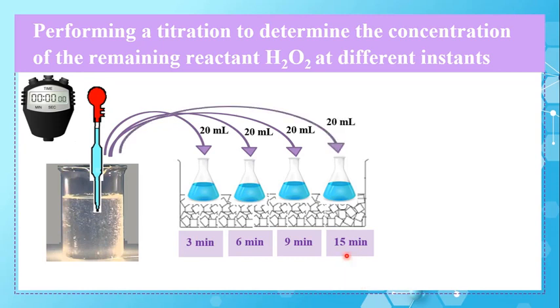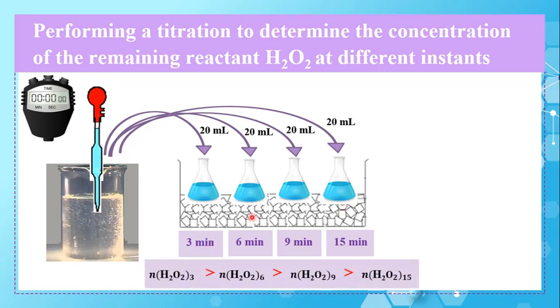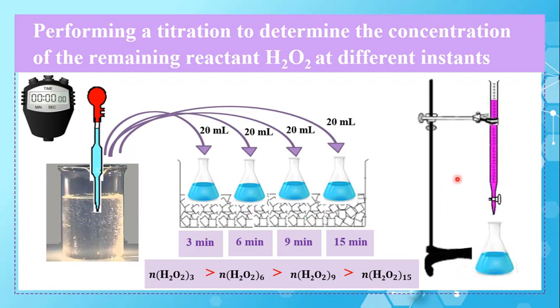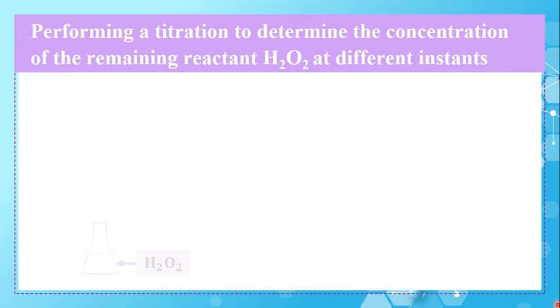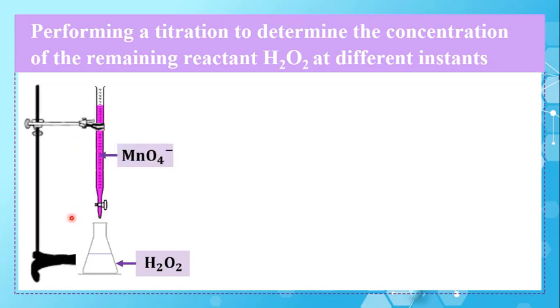Pay attention that the number of mole of H2O2 in the Erlenmeyer at 3 minutes will be more than that at 6 minutes, more than that at 9 minutes, and more than that at 15 minutes. And the number of mole of H2O2 remaining in each Erlenmeyer will be titrated by using a convenient solution. For the titration of H2O2, the convenient solution is potassium permanganate KMnO4. This is the Erlenmeyer that contains H2O2. It is colorless. This is the titration setup.